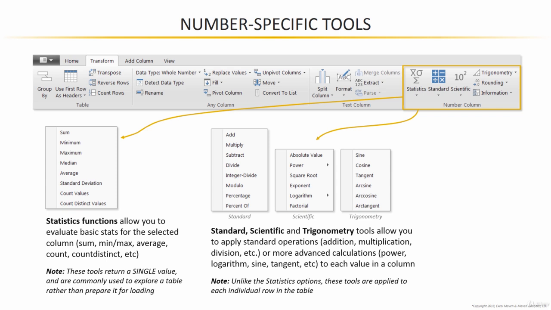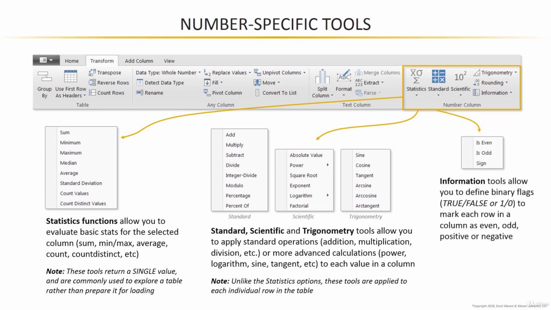In addition to those standard, scientific, and trig functions, you also have your info functions. And these basically just allow you to define binary flags, either true, false, or 1, 0, to mark each row in a column, whether it's even, odd, positive, or negative. So let's open up Power BI and practice some of these number tools.